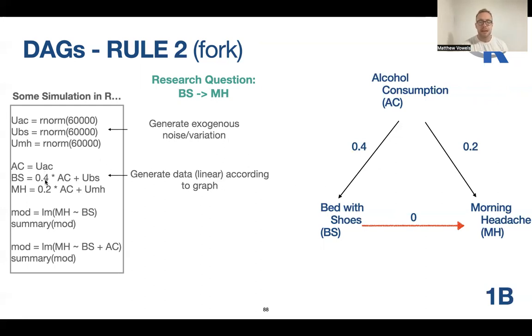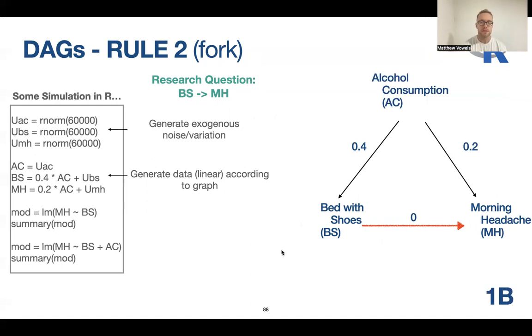Bed with shoes on is now 0.4 multiplied by that AC plus its own random noise UBS. And morning headache is now dependent on also AC up here, 0.2. And you could also include that morning headache is also 0 multiplied by bed with shoes on. But because it's 0, the effect is the same. We don't need to include that link at all in the data generating process. But what we're interested in testing is that there is no relationship between bed with shoes on and morning headache, no causal relationship. So our research question is specified here. What is the effect essentially of going to bed with your shoes on and waking up with a morning headache?